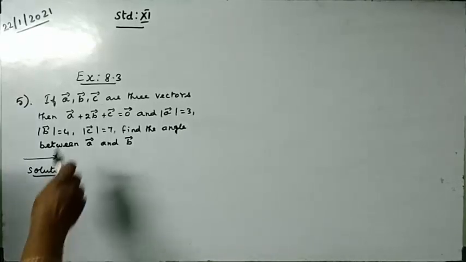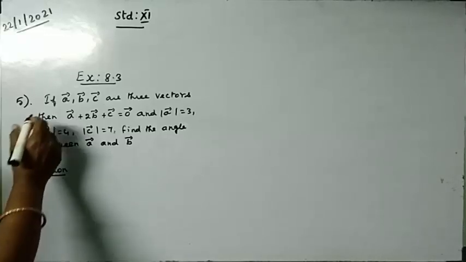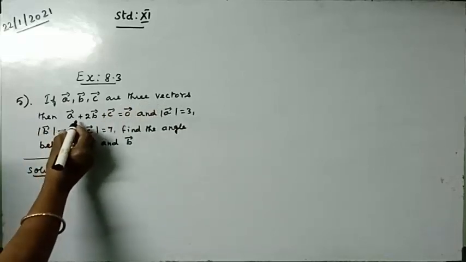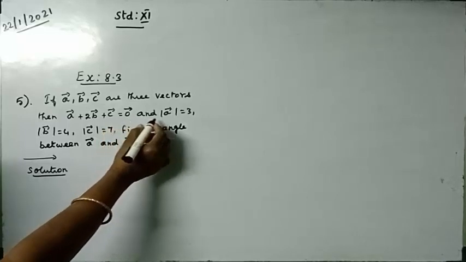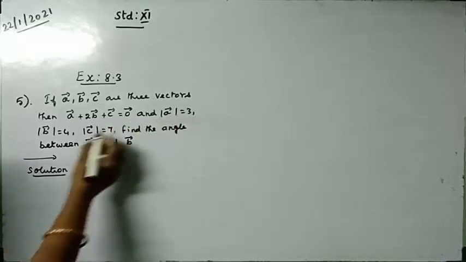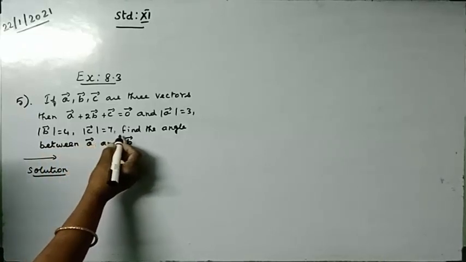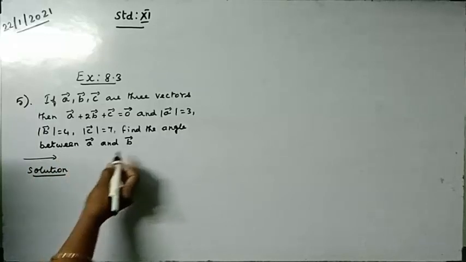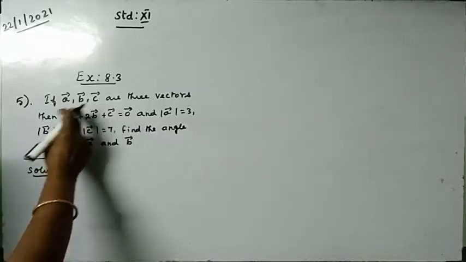Today let us see exercise 8.3 question number 5. The question is, if A vector, B vector, C vector are three vectors, then A vector plus 2B vector plus C vector is equal to 0, and the modulus of A vector is equal to 3, modulus of B vector is equal to 4, modulus of C vector is equal to 7, then find the angle between A vector and B vector. Now you have to take what the condition is given.